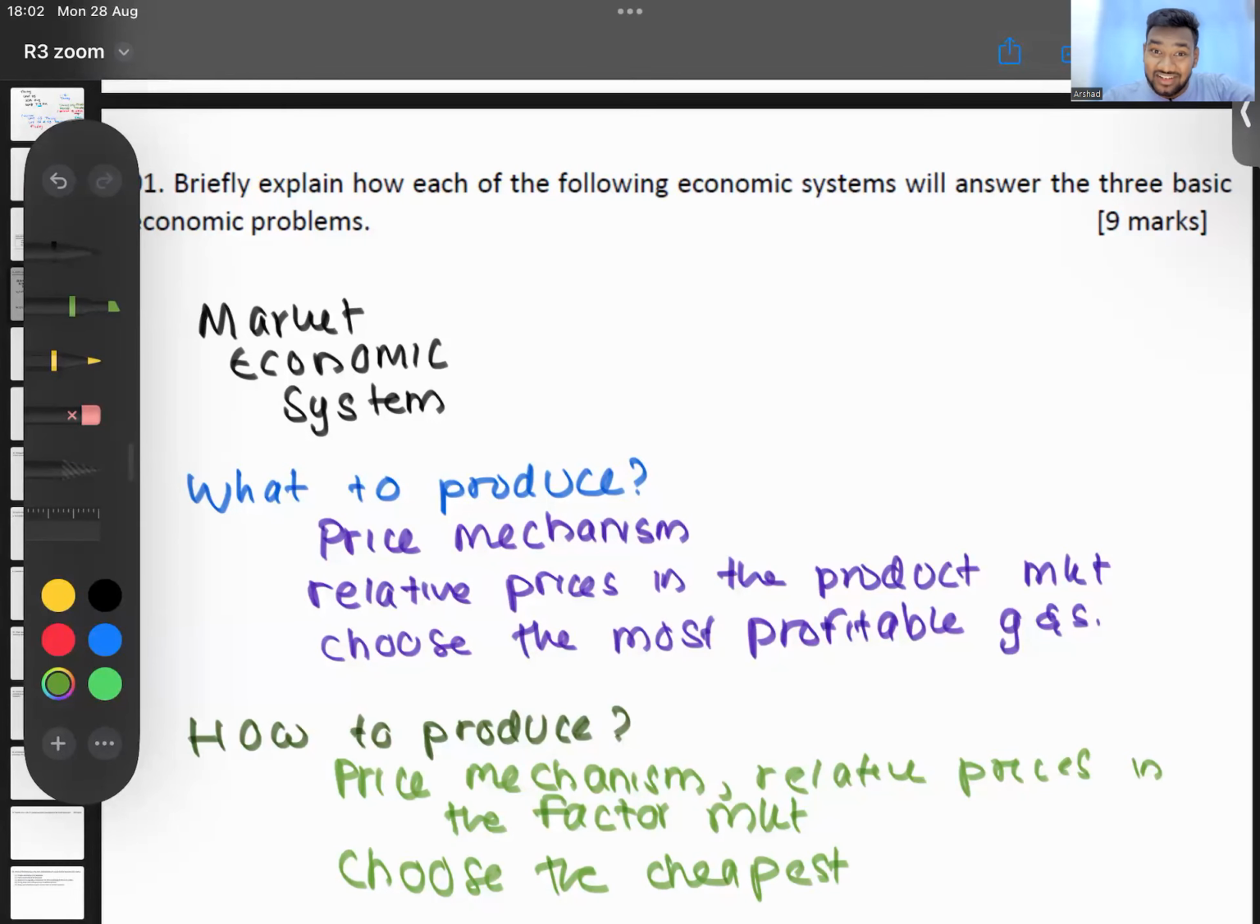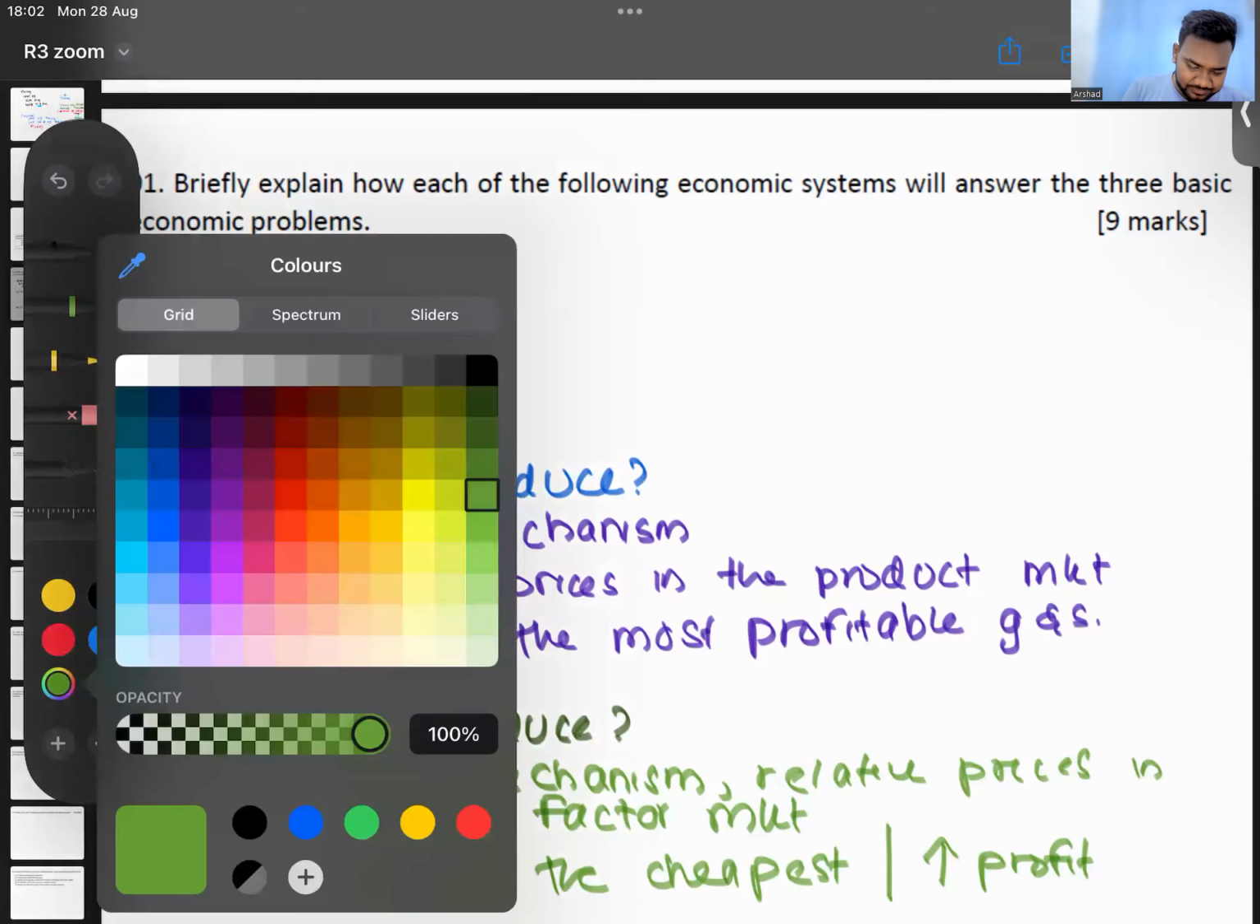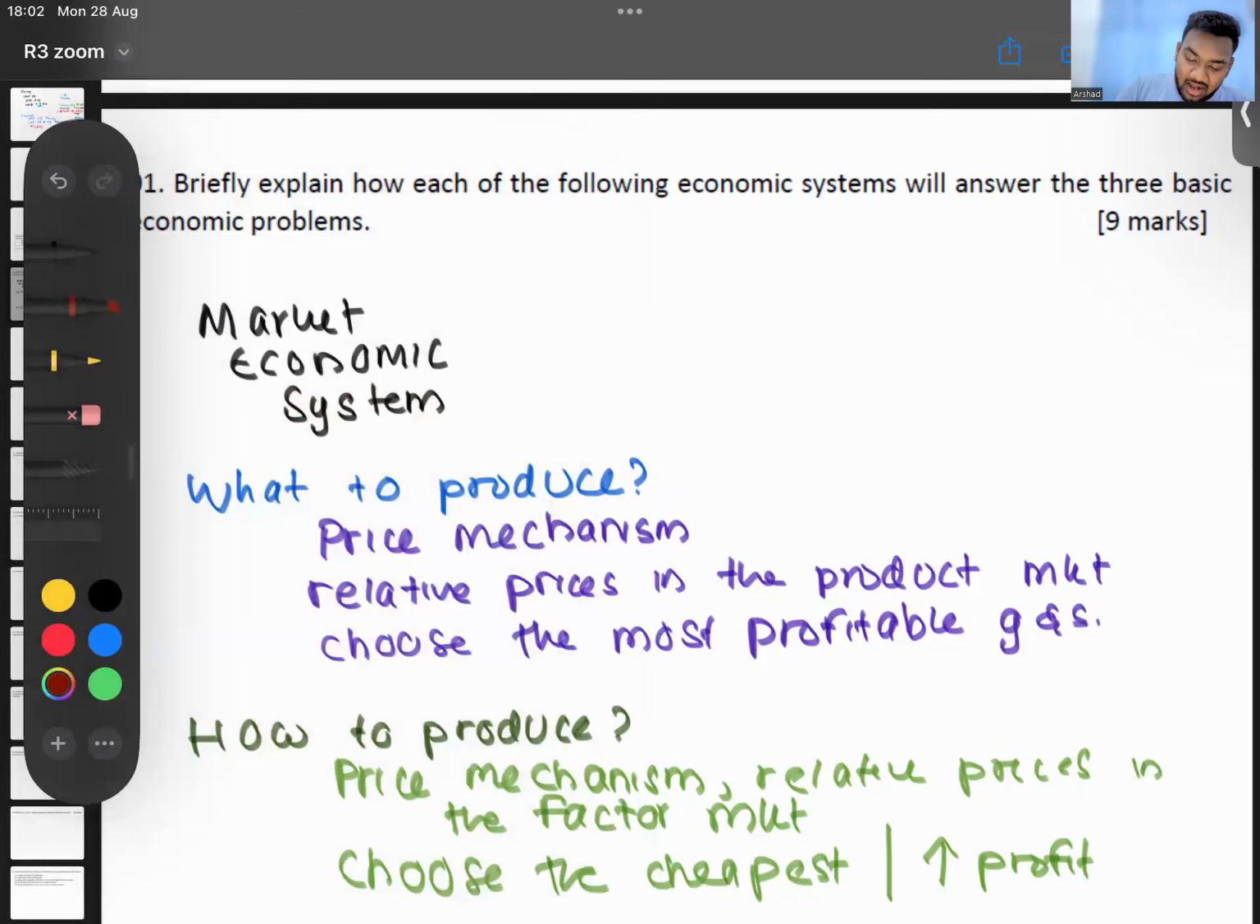Now, guys, you all know that when the cost comes down, the profit is higher. So they go and choose the cheapest method that increases their profit. So that is how a market economic system answers the problem of how to produce. Then the final question, guys. How does a market economic system answer the question of whom to produce for?